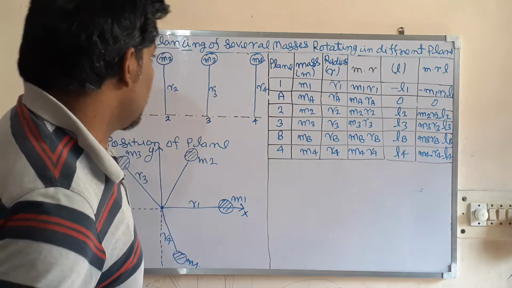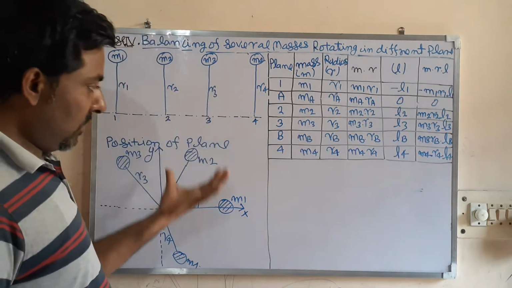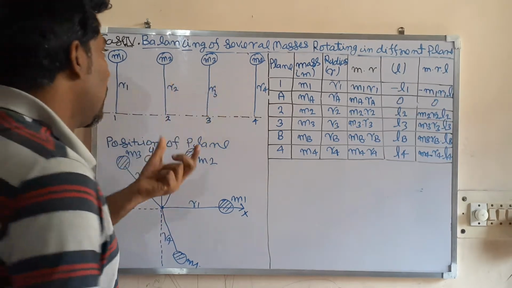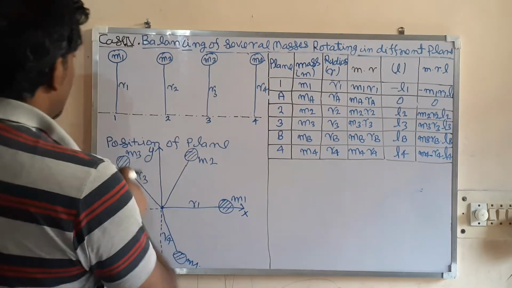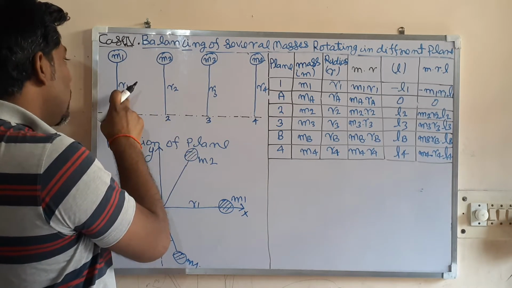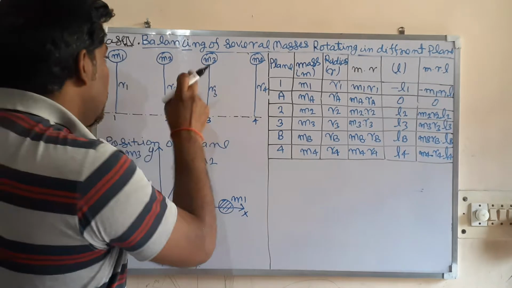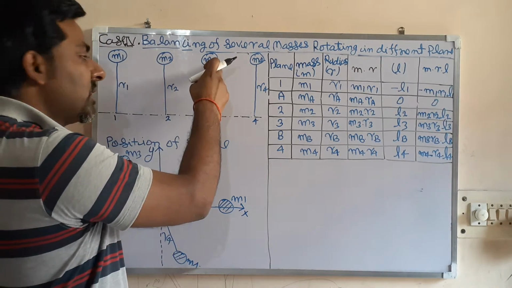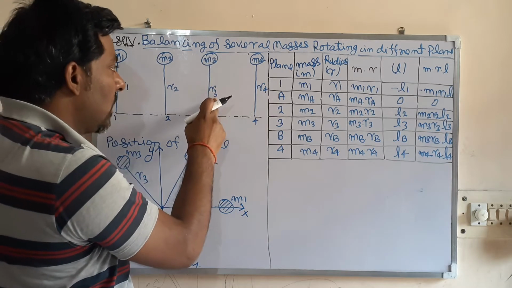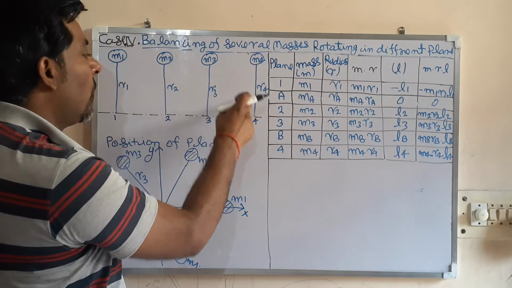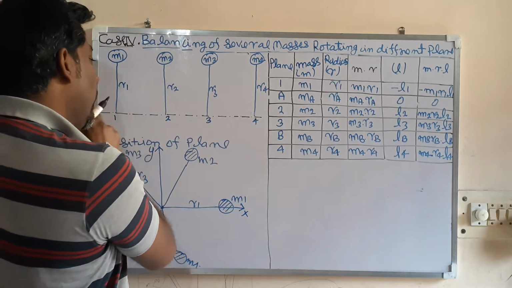Okay. So for illustration purposes, I am going to take four masses. In the system there are four masses. This mass M1 is rotating at a radius of R1 about this shaft. This is the mass M2 rotating at radius R2. This is mass M3 rotating at radius R3. This is mass M4 rotating at radius R4, and this is the axis of rotation.